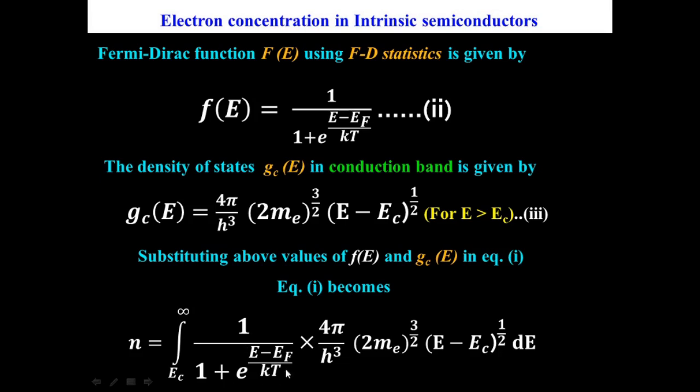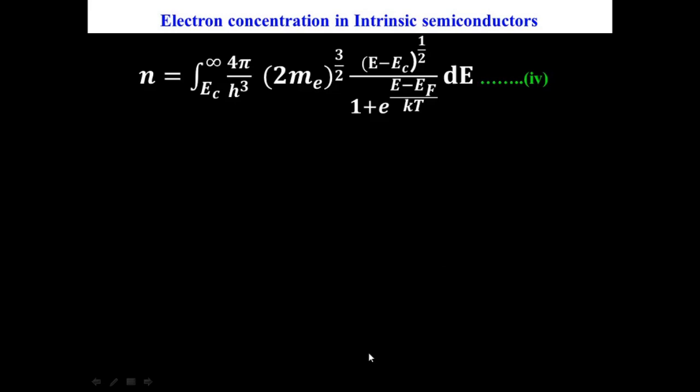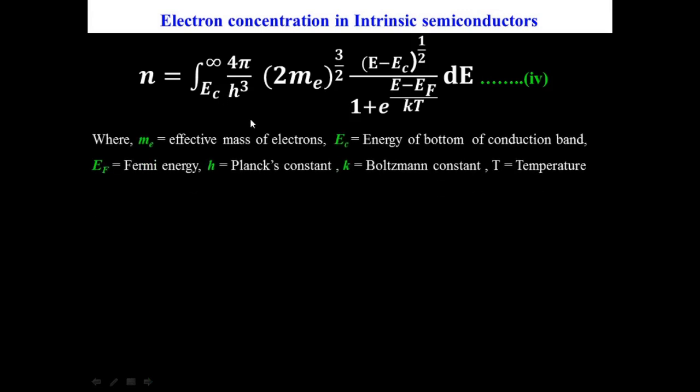Now we will take this term to the denominator. This is already a denominator. We will rearrange this term, and after rearranging, I have brought this term into the denominator. These are the constant values, 4 pi over h cubed and (2 me) to the power 3 by 2. Here me is the effective mass of the electron, and EC is the energy of the bottom of the conduction band. EF is the Fermi energy, h is Planck's constant, k is the Boltzmann constant, which has a value of 1.38 times 10 to the power minus 23 joule per Kelvin, and T is the temperature. This is equation number 4.